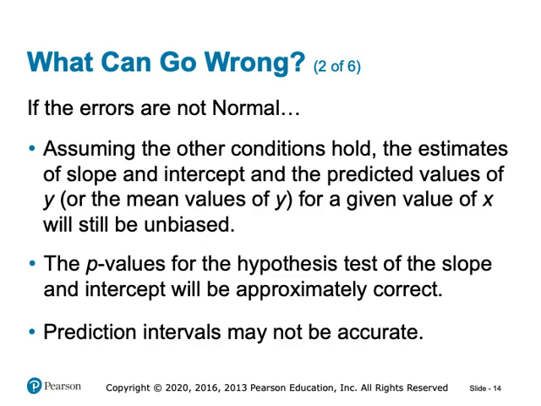Prediction intervals may not be accurate. One of the more significant consequences of non-normal errors is that prediction intervals may not be accurate. Since prediction intervals are designed to capture the variability in individual predictions, if the errors are not normally distributed, the intervals may be too narrow or too wide, and therefore not provide a reliable estimate of where individual predictions are likely to fall.